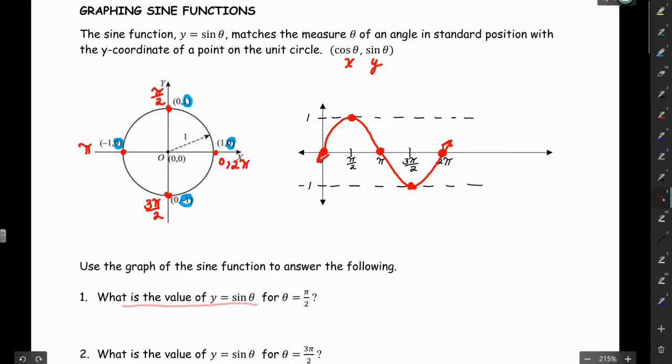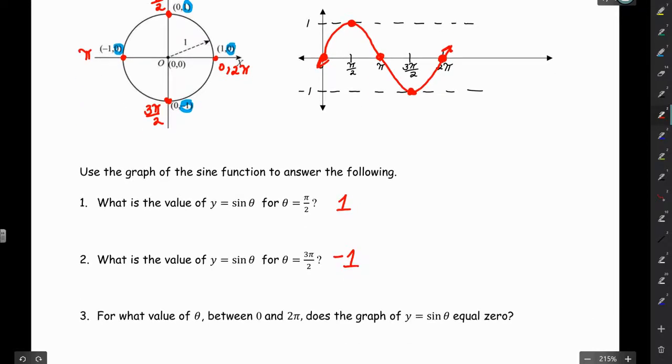What is the value of theta equals pi over 2 for y equals sine theta? If we look at our sketch here, when we look at pi over 2, we have a value of 1. If we look at theta equals 3 pi over 2, we have a value of -1. For what value of theta between 0 and 2 pi does the graph equal 0? We have zeros at 0, pi, and 2 pi.